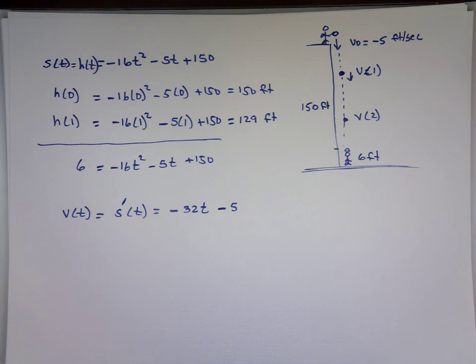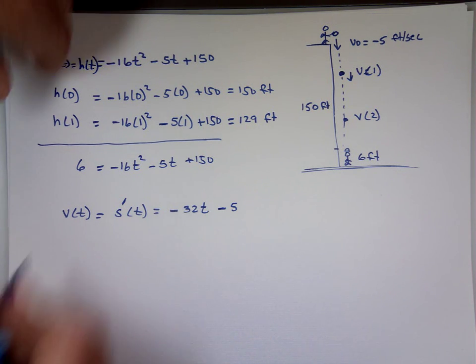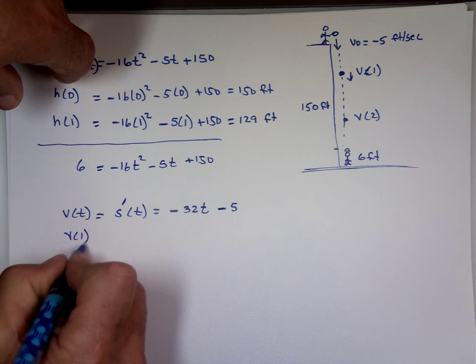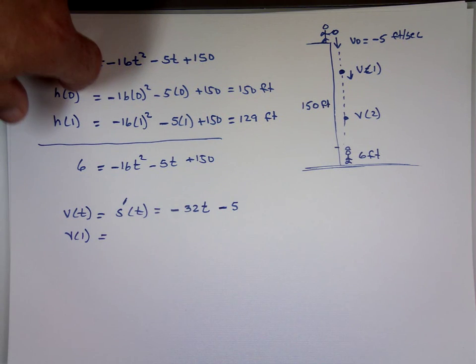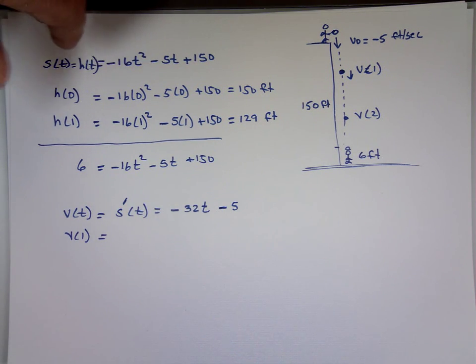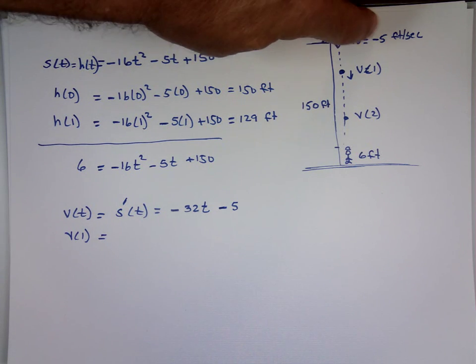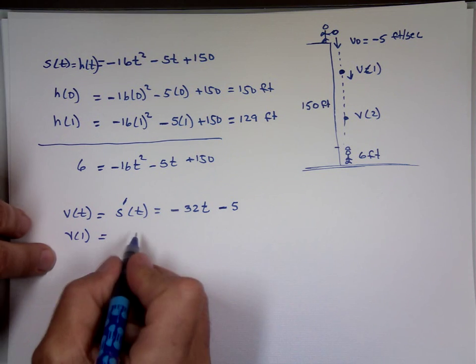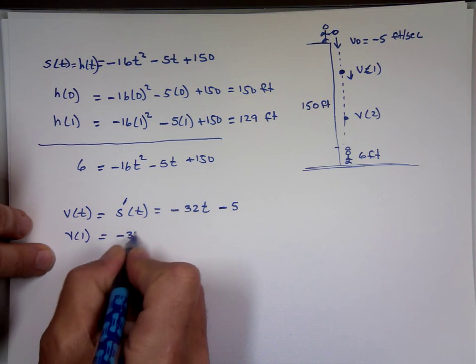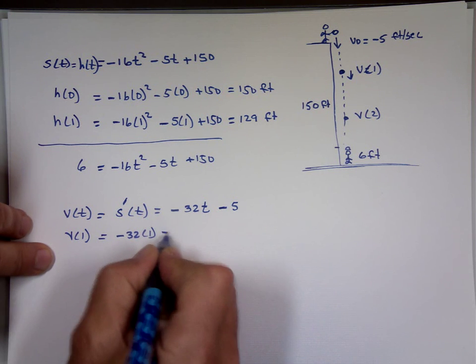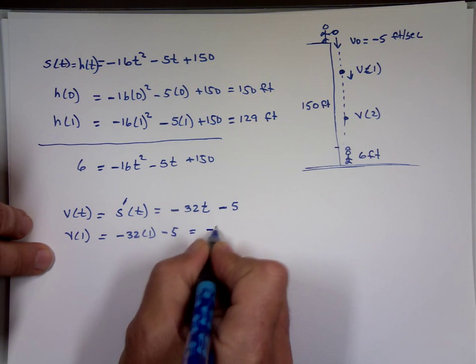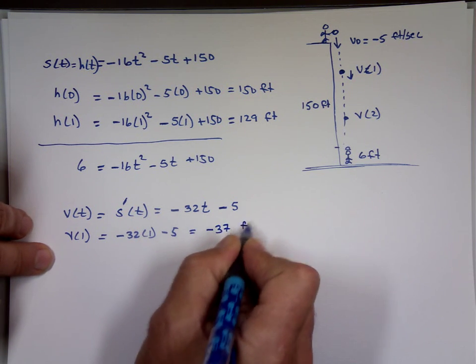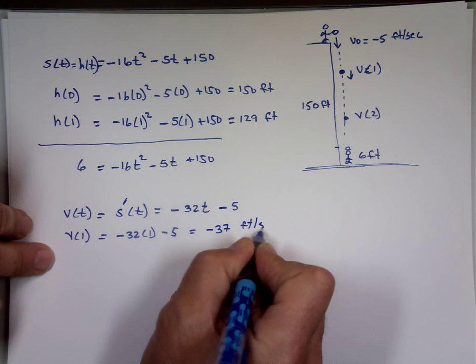So what's the velocity after 1 second? How fast the ball is moving after 1 second? Or after 0 seconds, when you just dropped it? Well, you didn't drop it. You went like this, an initial 5 feet per second coming down. But at 1 second, the velocity is what? -32 times 1 minus 5, which is -37 feet per second. Negative means coming down. That's what the negative indicates. Downward.